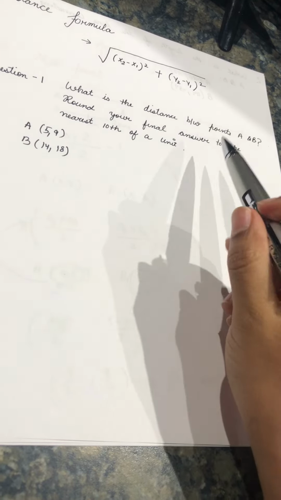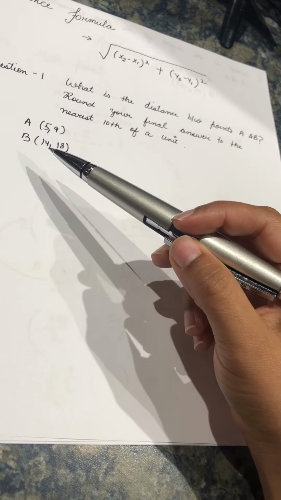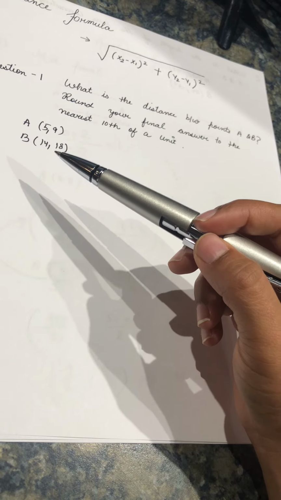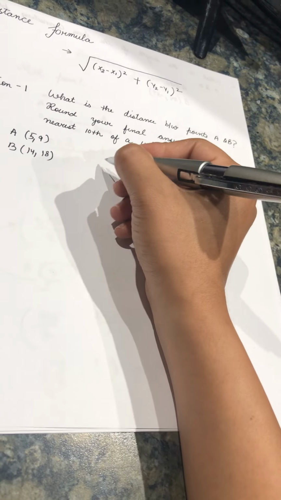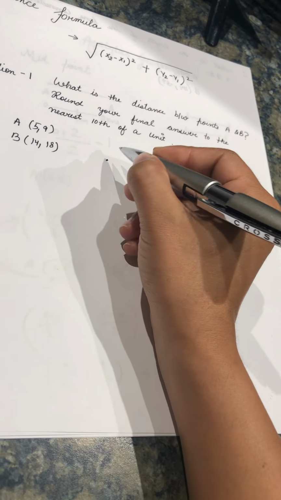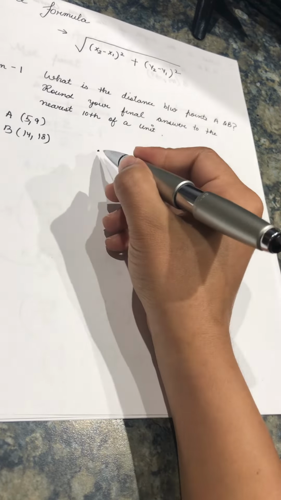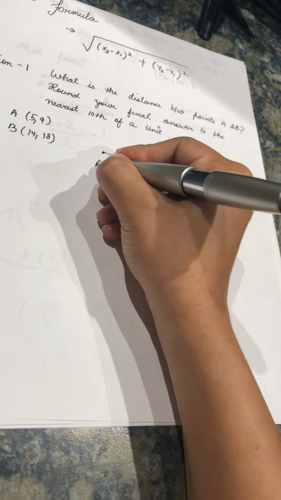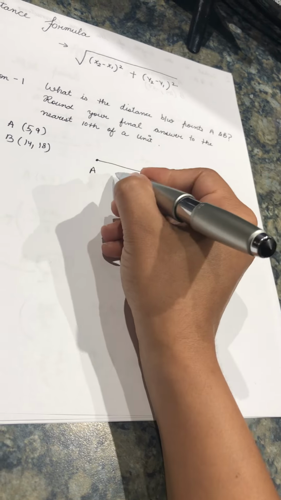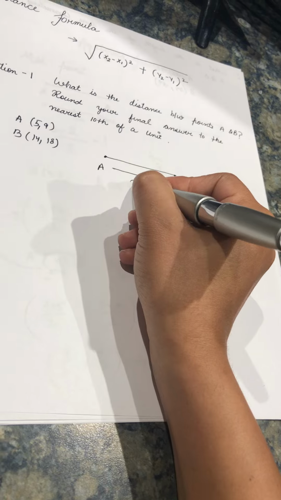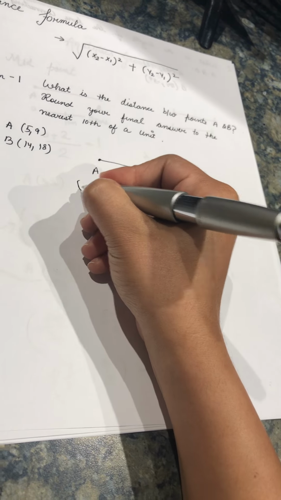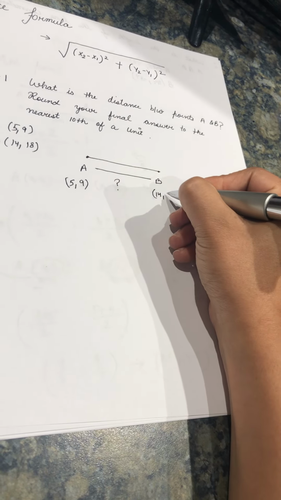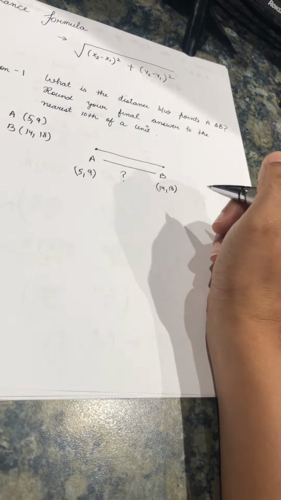So first we have to calculate the distance between points A and B. Coordinates are given. x1 is 5, x2 is 14, y1 is 9, y2 is 18. I'll explain everything with the example as it is much easier than explaining the formula for no reason. So we have to calculate this whole distance.